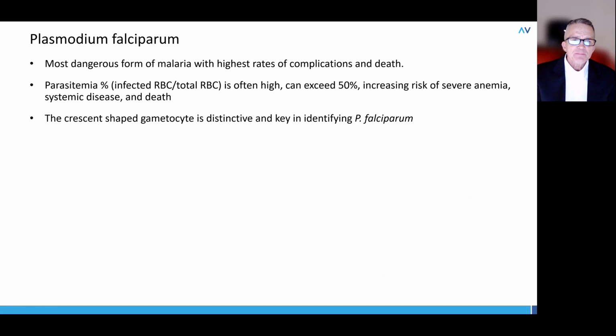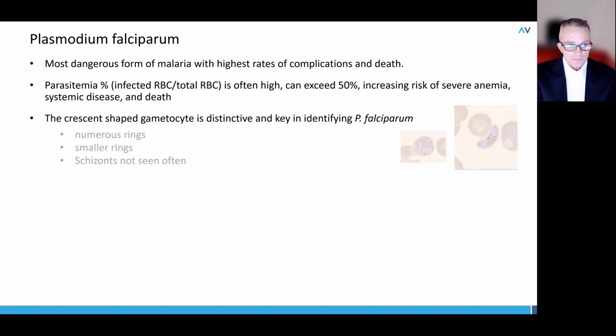So the crescent-shaped gametocyte that we saw in our patient, and there are several of them, is quite distinctive for falciparum. And it's key in identifying the species. So the gametocyte is very important.